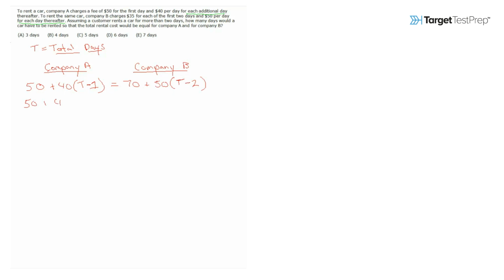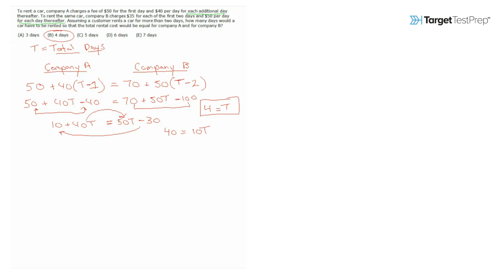Always be careful when simplifying because this is where mistakes generally happen. So you distribute the 50. You can do some combining here. That's going to give you 10 plus 40t equals, and then the 70 with the minus 100. So that's 50t minus 30. We can bring the 30 over here. We can bring the 40 over here. It's 40 equals 10t. So 4 is equal to t, and that is our answer choice B.